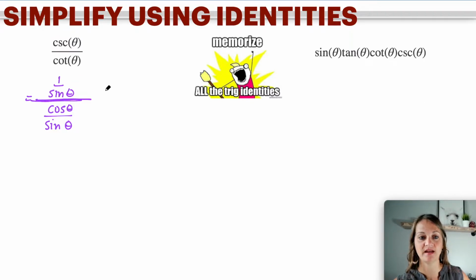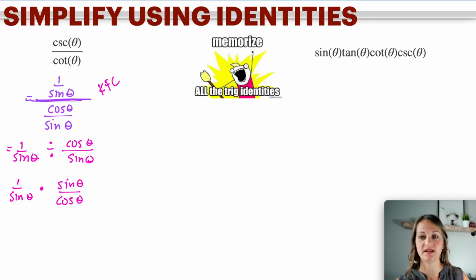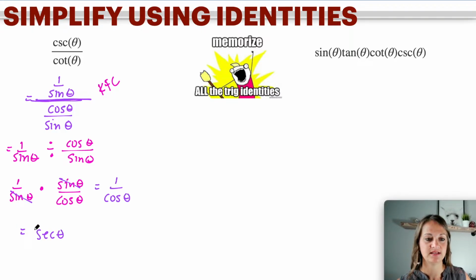Something that I teach when you have fractions inside of fractions is called KFC. In case you're not sure that sine and sine will cancel, I'm just going to show you why. With KFC, I'm going to rewrite this using the division symbol. K stands for keep it. F stands for flip the second fraction. And C stands for change the sign. Now we can see what cancels. We have a sine in the denominator and a sine in the numerator, which will leave us with 1 over cosine. And 1 over cosine is the reciprocal function, secant.